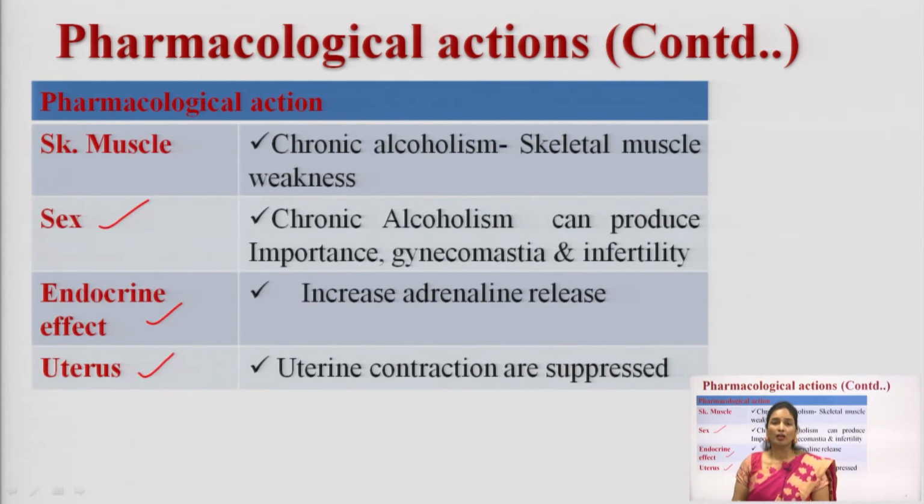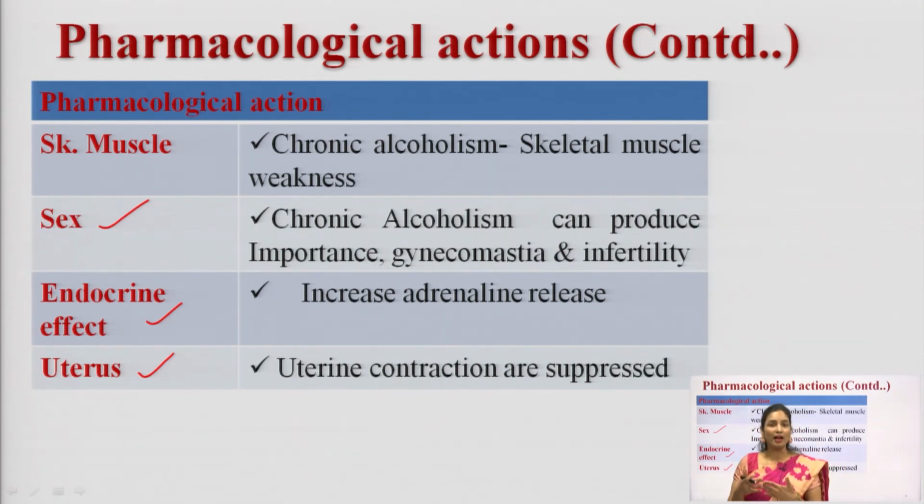Apart from that, if you are taking alcohol, it can decrease the skeletal muscle tone, causing skeletal muscle weakness. And what is the action on sex? It can decrease the sexual drive, it can cause impotence, gynecomastia, and infertility. So, these are all the actions you can see after taking alcohol. And what is the action on the endocrine system?